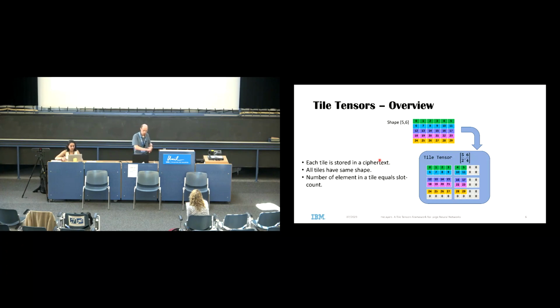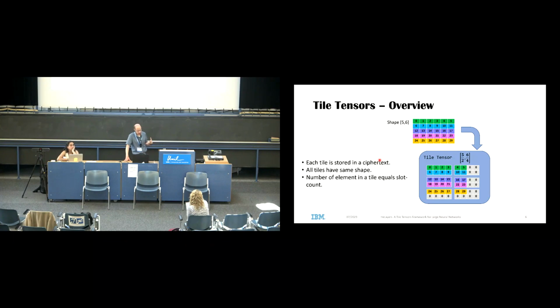So what's a tile tensor? Or actually, first, what's a tensor? So a tensor is a multi-dimensional array of numbers. It can be a vector, or a matrix, or a 3-dimensional array, or more. In this example, it's a matrix, a 5x6 matrix. And we want to pack it and encrypt it. And let's say again that the ciphertext size is 8 slots, same as before.